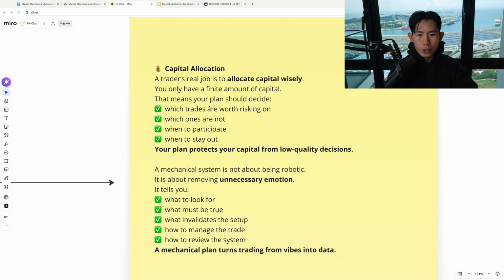You need to make sure that you are actually deploying it on the setups that are worth taking. Right? This means that your trading plan should decide which trades are worth risking on, which ones are not, when to participate in the market, and when to stay out. Your plan will protect your capital from low quality decisions. You should know what defines an A+ setup, what defines a B setup and a C setup. And you only want to deploy your capital on the A+ setups.